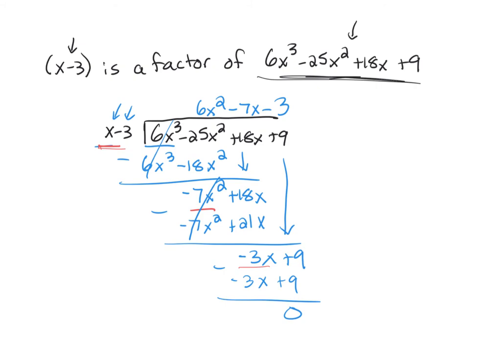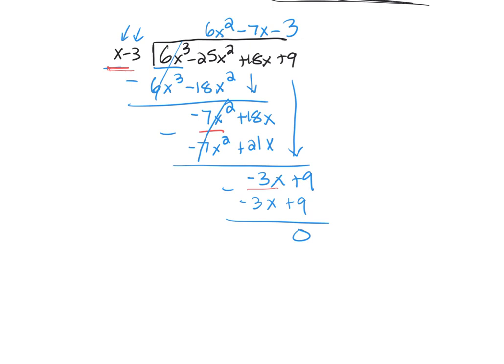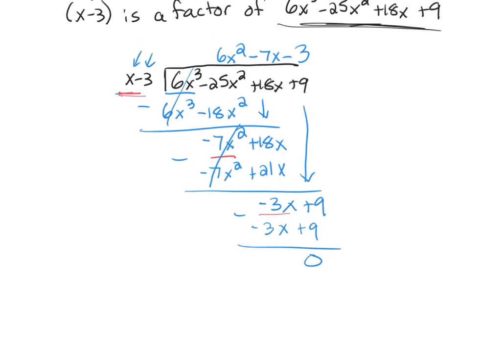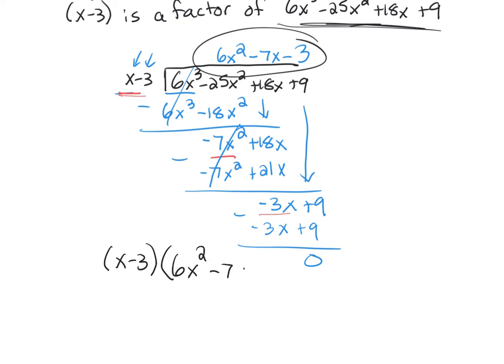So what we've done is basically shown that x minus 3 times our answer, 6x squared minus 7x minus 3, gives us this polynomial. So what we're going to do is continue factoring. So we've factored this, and now can we factor what's left over?